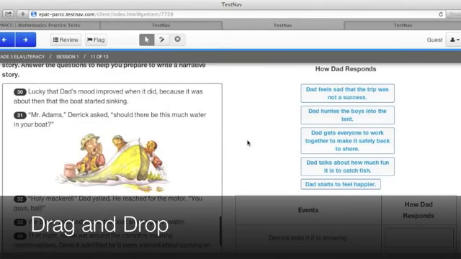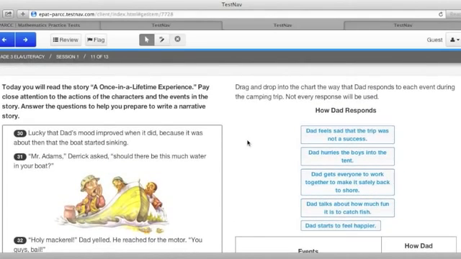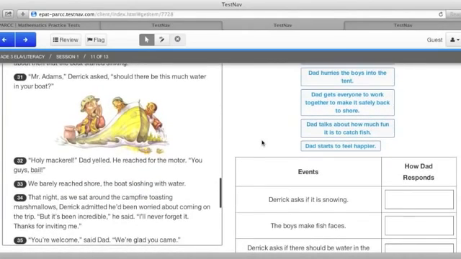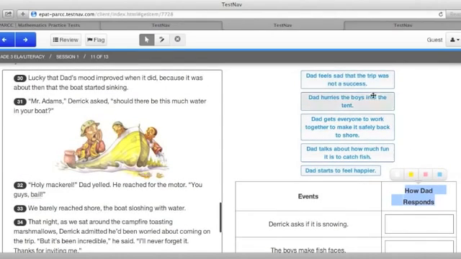You will also see drag and drop options in the ELA tests. In the grade 3 literacy test, for example, this question, based on the story A Once in a Lifetime Experience, asks us to match up events that happen in the story with how the dad in the story responds. So if you've read the story, it's quite humorous. It asks what happens when Derek asks if it is snowing. And there are 5 options that we can pick.